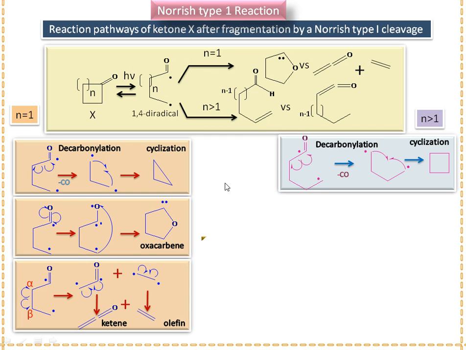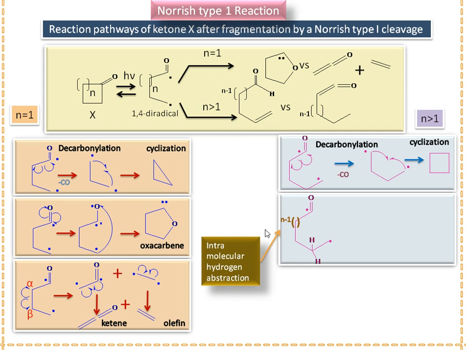Next, it undergoes intramolecular hydrogen abstraction. These radicals abstract hydrogen. We get again a new biradical. These biradicals recombine to give unsaturated aldehyde.